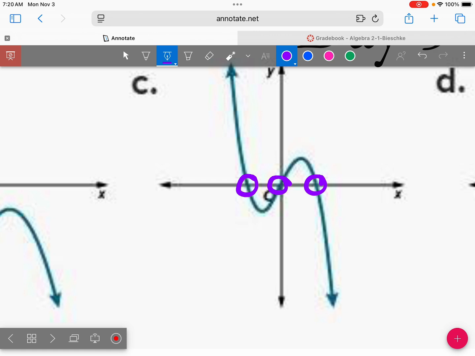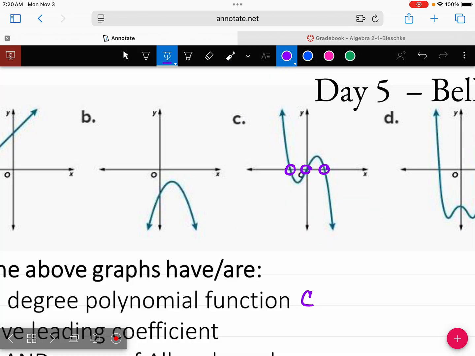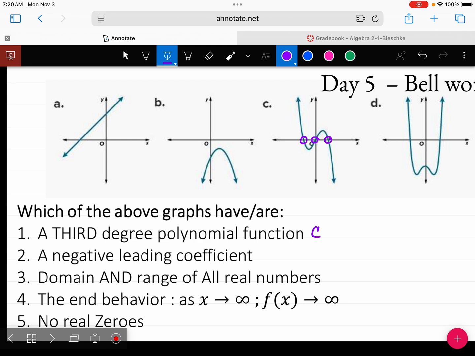We can also tell because it's odd, it's got those opposite end behaviors, and it's a little squiggly. So absolutely this one could be a third-degree polynomial. In fact, it is a third-degree polynomial.